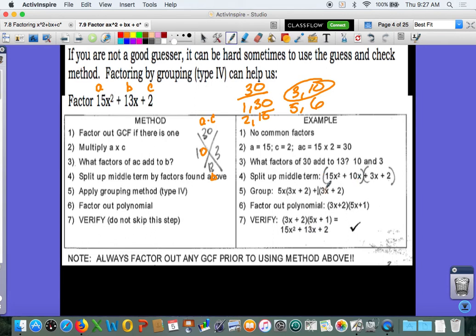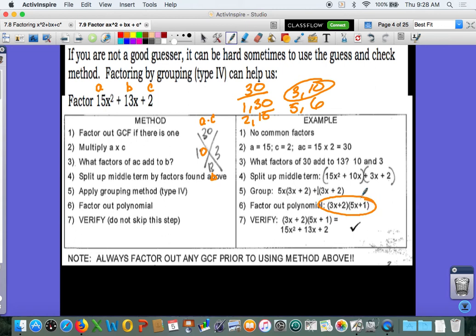So group your first 2 terms together and the last 2 terms together. Think back to factoring by grouping. What do you do next? You pull out a GCF of each group. So the GCF of the first group is 5x, leaving me with 3x plus 2. The GCF of the second group, well, there's not really one, so we pull a 1 out, leaving me with 3x plus 2. Remember, the groups here must match. We pull down the GCF part, so 5x plus 1 and 3x plus 2. And then from here, we can go ahead and check. It checks out, so this would be our answer.